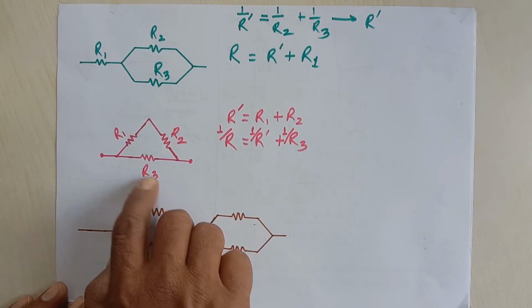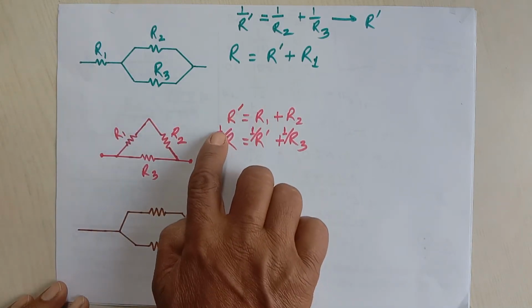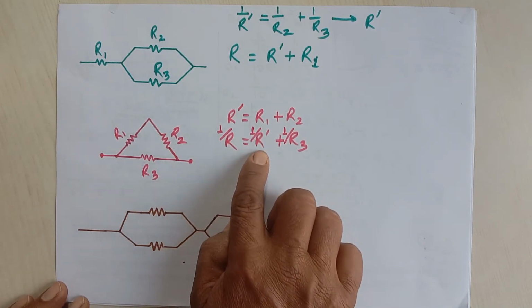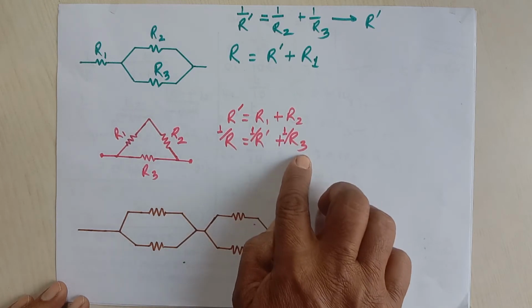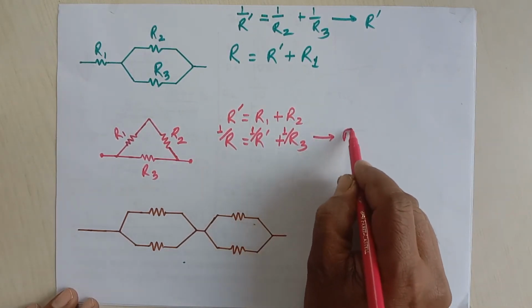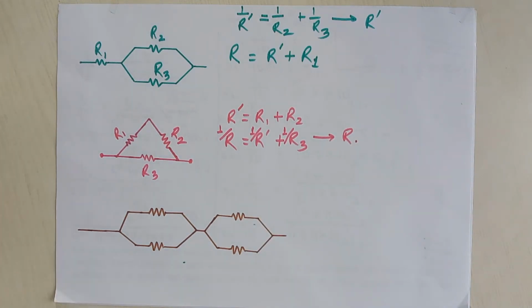When R dash is calculated, we know this series combination is in parallel with R3. That's why, when we get R dash, the total resistance is given by 1 by R equals 1 by R dash plus 1 by R3. This way we can calculate the resistance R. This second problem can be solved.